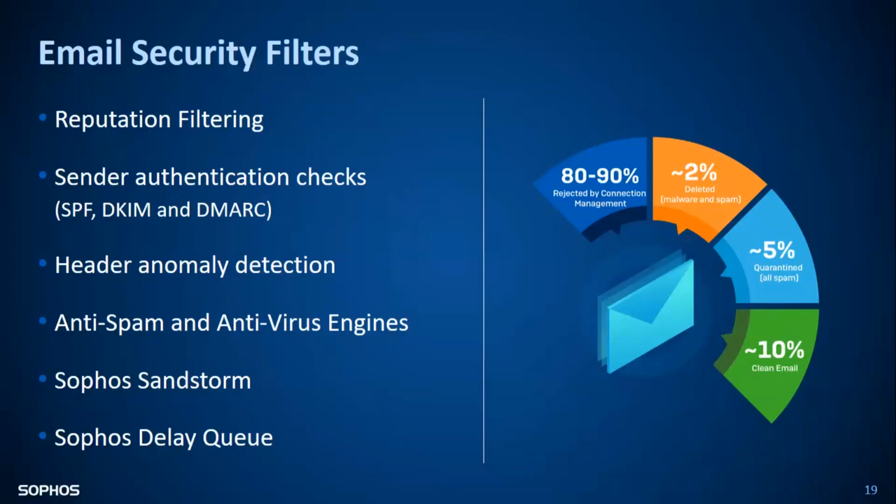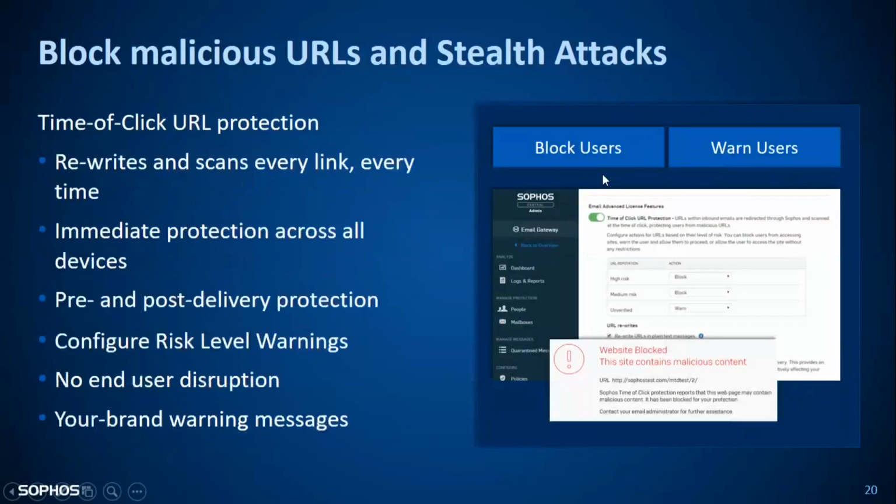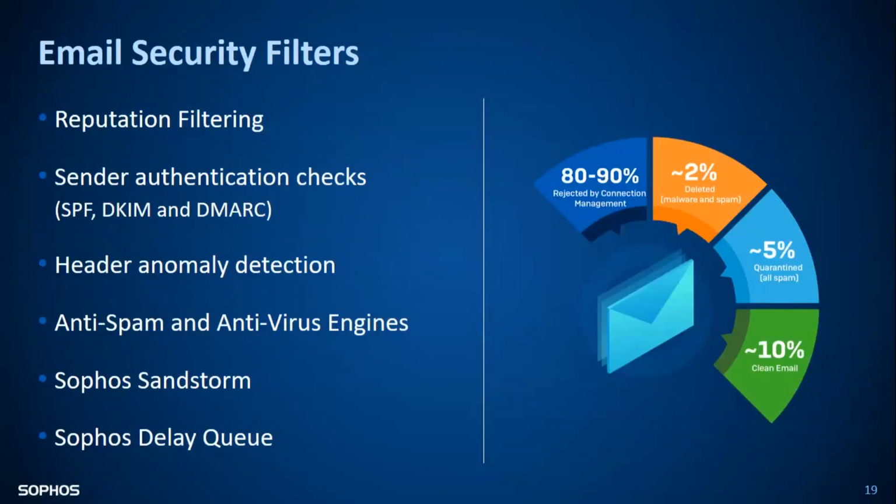You also have Sophos, which helps you secure your emails through reputation filtering, sender authentication, header anomaly detection, anti-phishing, anti-spam, and Sophos Sandstorm. As you see from the diagram on your right-hand side, 80 to 90% of emails may be rejected because they may have those phishing links.